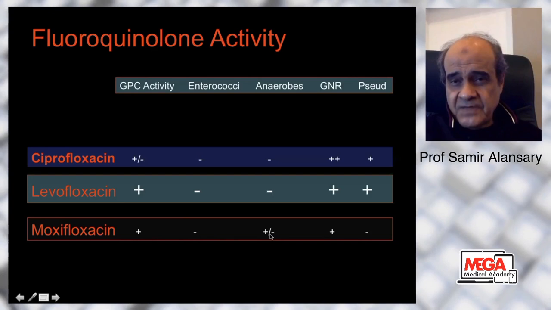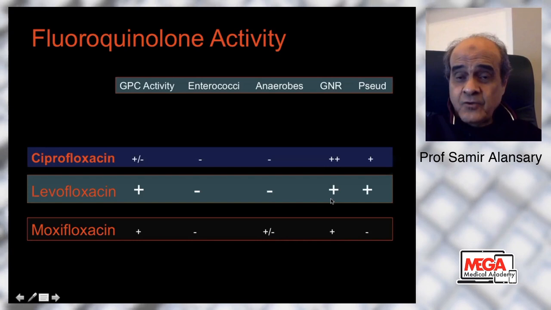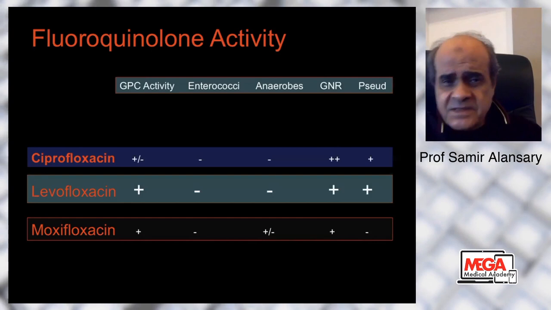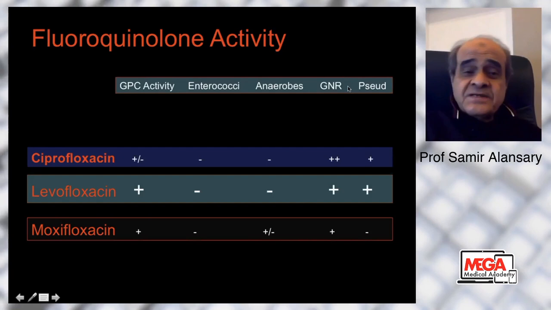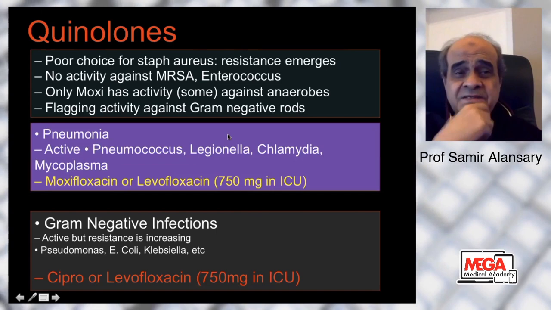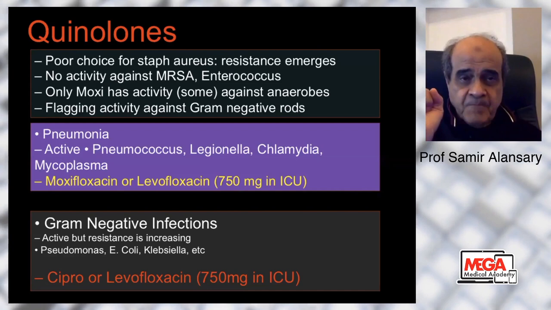For gram-negative, cipro is the best, followed by levofloxacin and moxi. Moxi is the best for respiratory, followed by levofloxacin. As I told you, not covering anaerobes. For Pseudomonas, moxifloxacin does not cover Pseudomonas, but it is covered by levo and ciprofloxacin. Quinolones in general are a poor choice for Staph aureus. No activity against MRSA or enterococcus. Only moxi has some activity against anaerobes, and less activity against gram-negative rods.